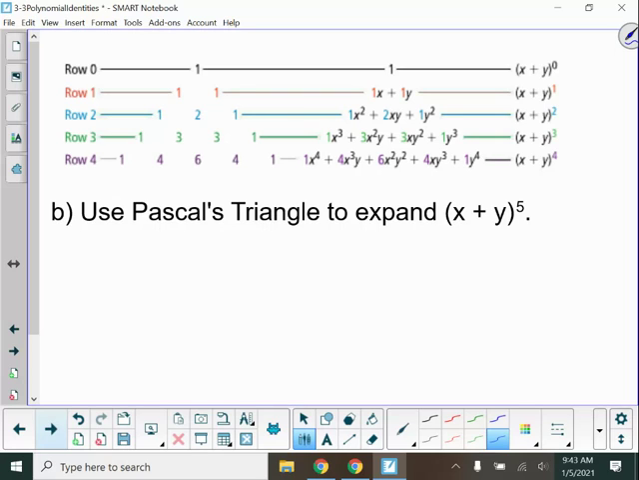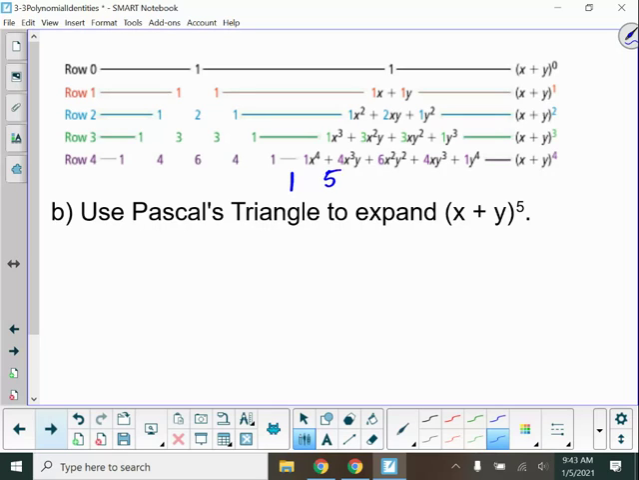So we actually have to go through and find the 5th row of numbers, and then we are going to use this. Notice that the exponents of x are decreasing. So in row 4, it starts off x to the 4th, and then x to the 3rd, x squared, x, and then no x at all, because that's actually x to the 0. And then the y's go up. So the y's start at 0, and then go up to y to the 1st, y to the 2nd, y to the 3rd, y to the 4th. And that's always going to happen. That's actually going to be part of the binomial theorem, which we're going to look at next.